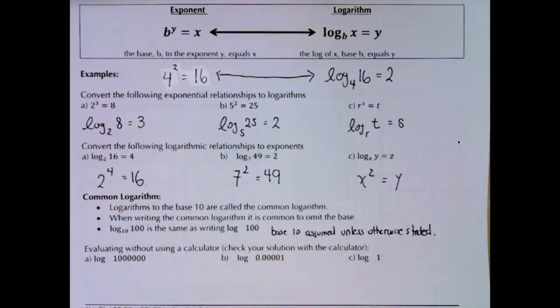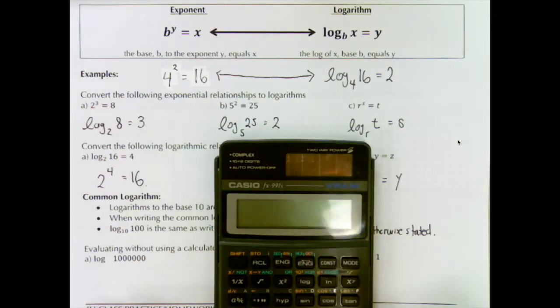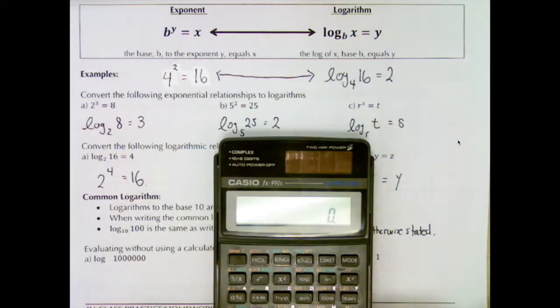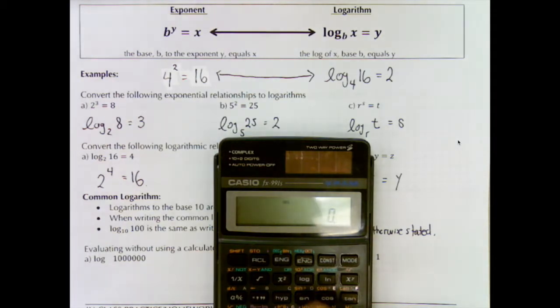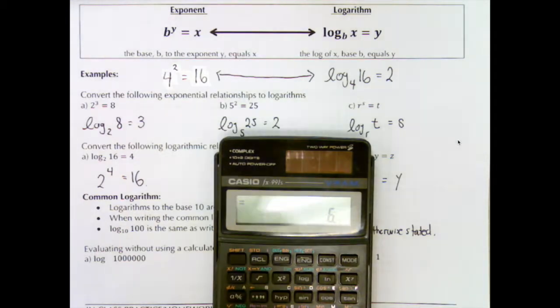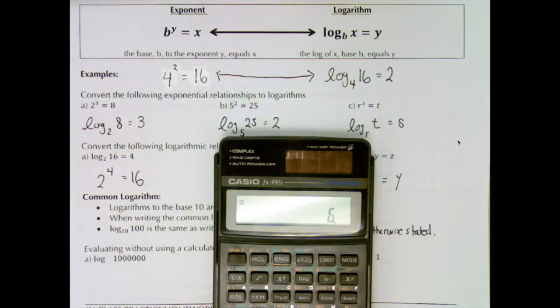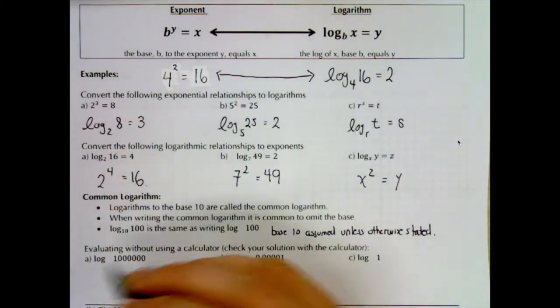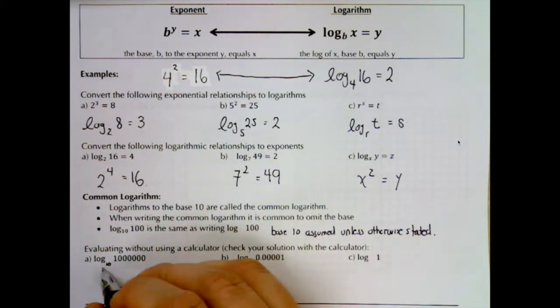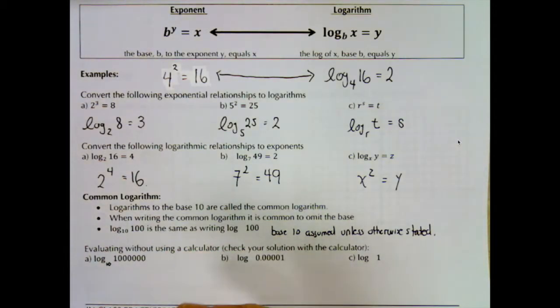So how could we evaluate these? Well, we could just plug them into our calculator, and if we do the first one, that would be the log of, how many zeros are there? 1, 2, 3, 4, 5, 6, so that's log of 1,000,000. So if we hit log of 1,000,000, we get 6. Why do we get 6? Well, the reason we get 6 is because as a logarithm works, we're looking for the exponent that we would need to raise 10 to get 1,000,000. And in this case, the exponent we would need to raise 10 to is 6, because 10 to the exponent 6 is a 1 with 6 zeros.